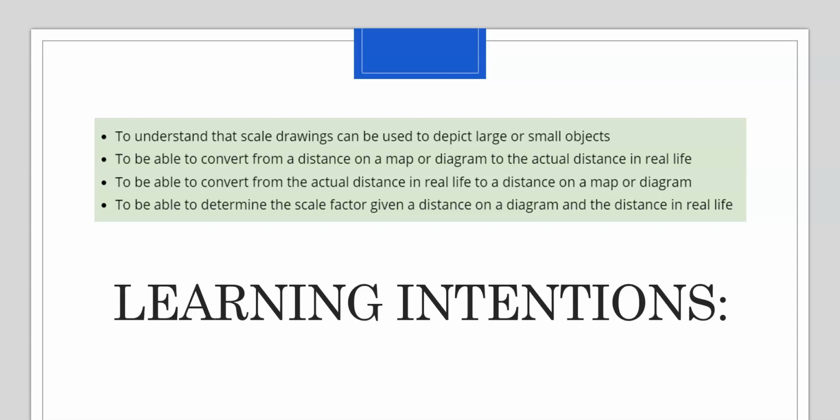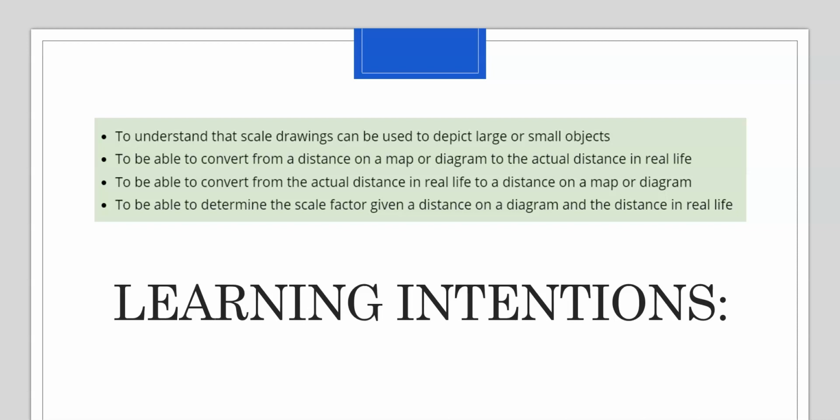what it's showing. You're going to understand how to convert from distance on a map or a diagram into actual real life. And you're going to learn to convert from actual distance in real life back to a diagram or a map. So you can draw a scale diagram yourself, or you could potentially build an object from a scale diagram. So to understand the two different ways of interpreting that, and to be able to determine the scale factor given a distance on a diagram.